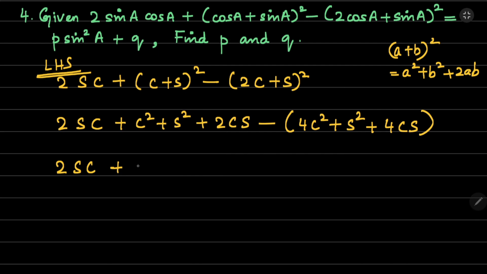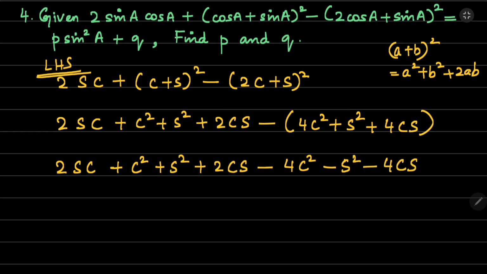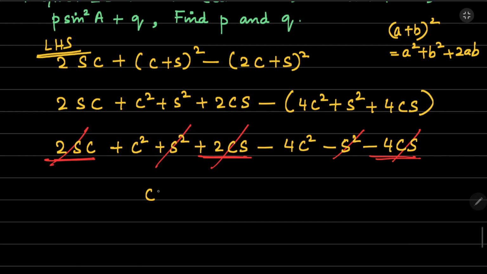2 sin A cos A plus cos square plus sin square plus 2 cos A sin A minus 4 cos square minus sin square minus 4 cos A sin A. This plus 2 cos A plus 2 cos A is 4 cos A plus 4 cos A sin A minus 4 cos A. All these terms will get cancelled. Sin square minus sin square will get cancelled. What will remain is just cos square minus 4 cos square, which is equal to minus 3 cos square.